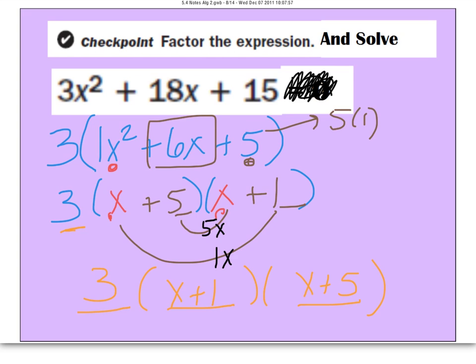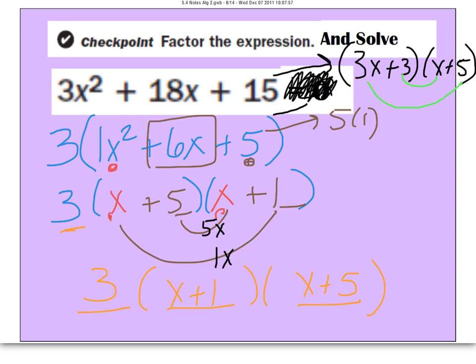Now I will tell you, when you first looked at this, if you didn't see you could pull a 3 out, you could actually go ahead and factor this on its own, and at the end, pull out a 3. If you did, to factor this at first, what you may have done is you may have said, I'm going to do 3x plus 3 and x plus 5. This one actually does work. If you double check it, a 3x and a 15x will equal the 18x, so that's correct.